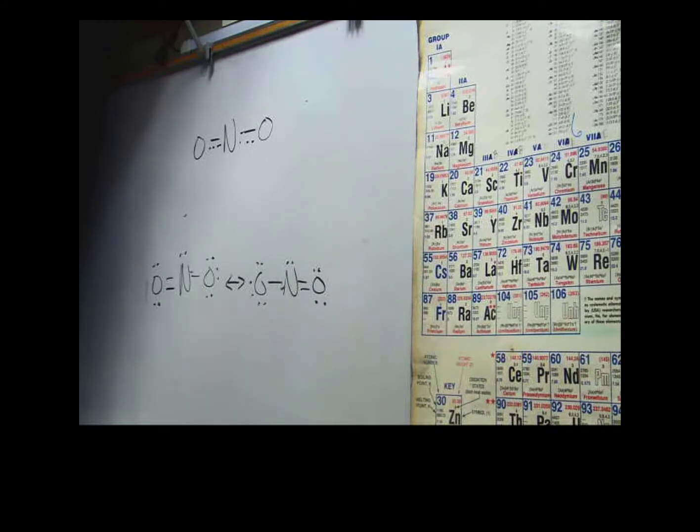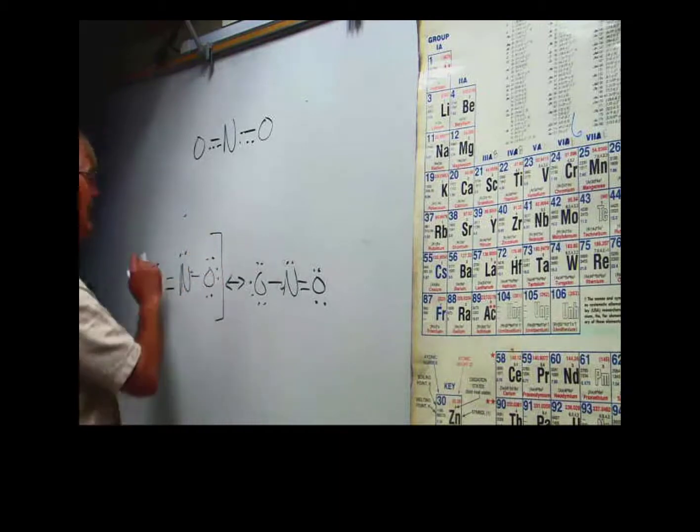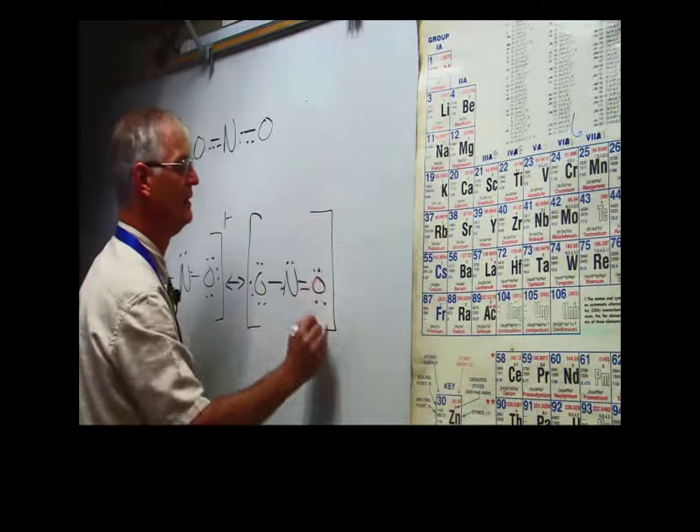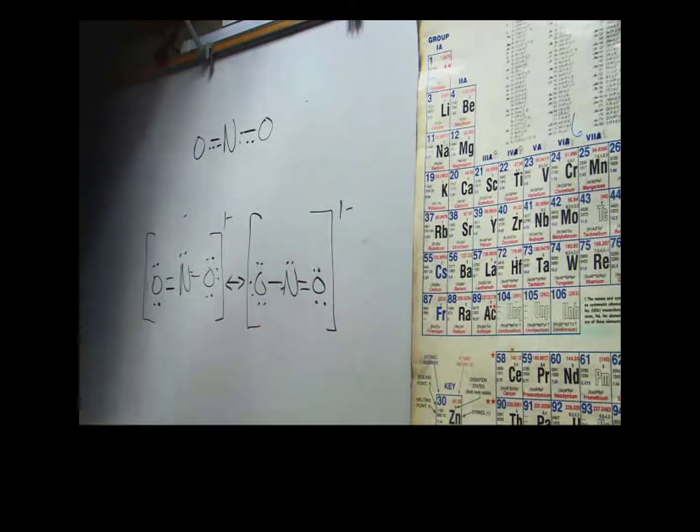Now I'm missing something from my pictures. I'm missing it because these things had a charge, didn't they? So the nitrite had an extra electron and we can't see where it's at. Right, I need to go back and put those brackets on. So the brackets are about charge. The double-headed arrow is about resonance.